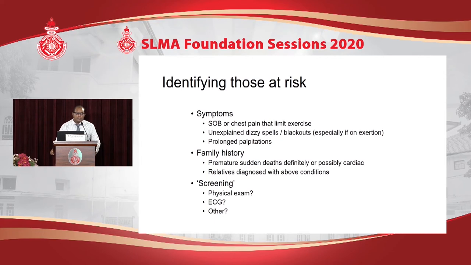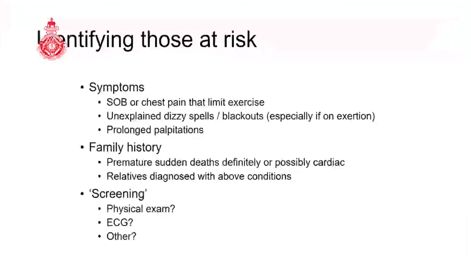Some critical symptoms that you should analyze are shortness of breath or chest pain that limits exercise, unexplained dizzy spells or blackouts, especially on exertion, and prolonged palpitations. All these should be eye openers. And family history is very important. If there's a first degree relative with a history of cardiac death, it's going to be really important, as well as extended family history, and anybody in the family with any suspicious symptoms as well.